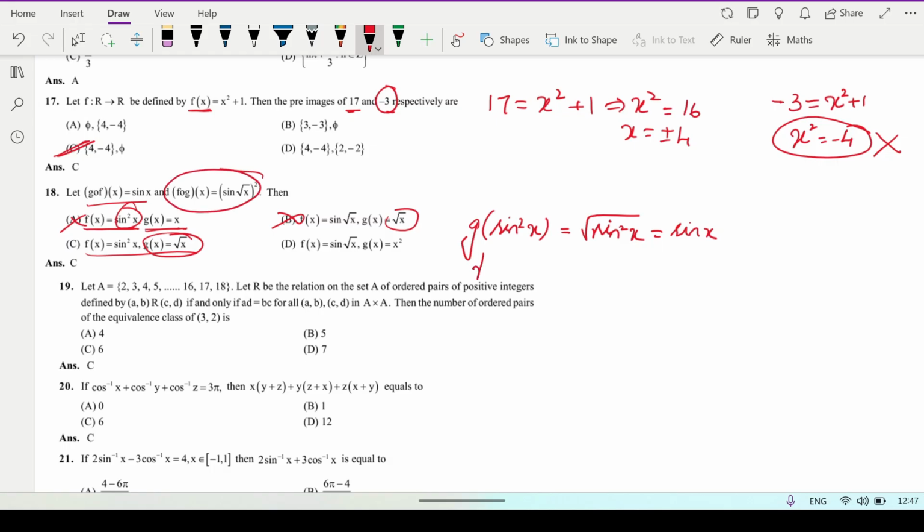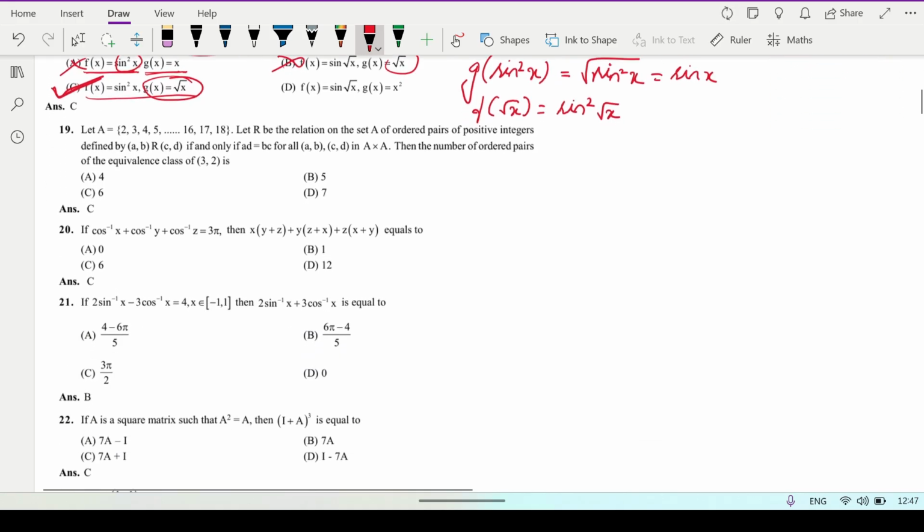Let us check for this also. That means f of g of x means root x. Therefore, we get sine square of root x or sine root x whole square. Both are one another same. Therefore, this is the correct answer. That is option C. Next one.